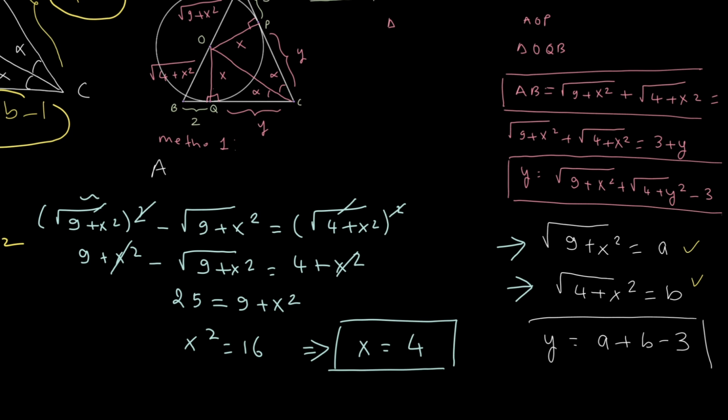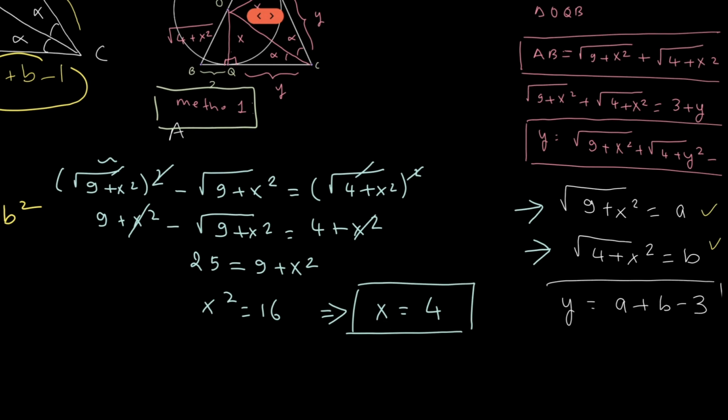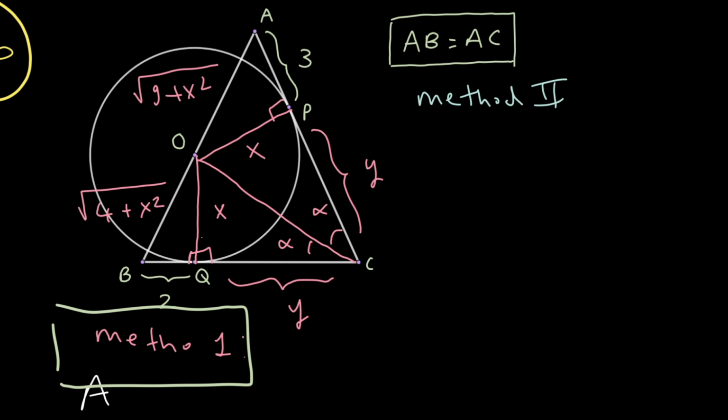Okay, so here we have seen method number 1 to get the value of x, that is the radius of the circle. What we did is we used the Pythagoras theorem and then we did this substitution. If you want you can do it, if you do not, that's not a matter. And then we used the angle bisector theorem, and using all this we got the value of x, that is 4. Now let us see method number 2. So we'll take the same diagram.